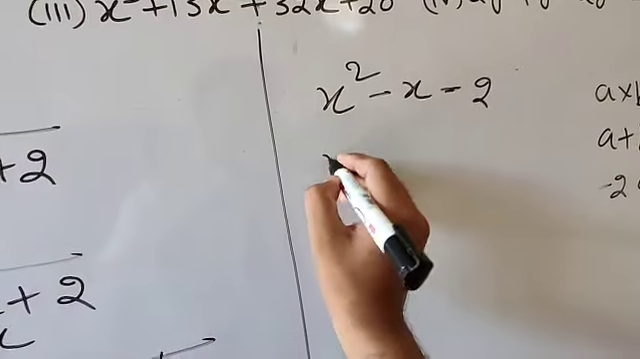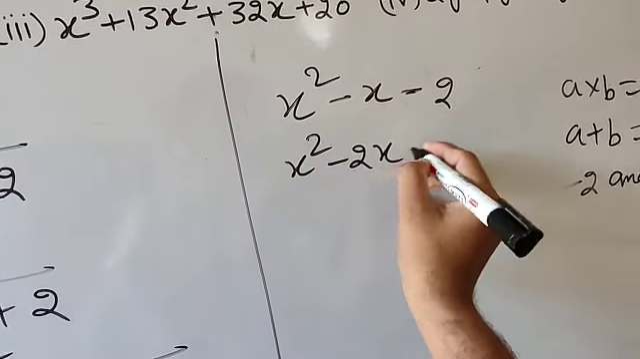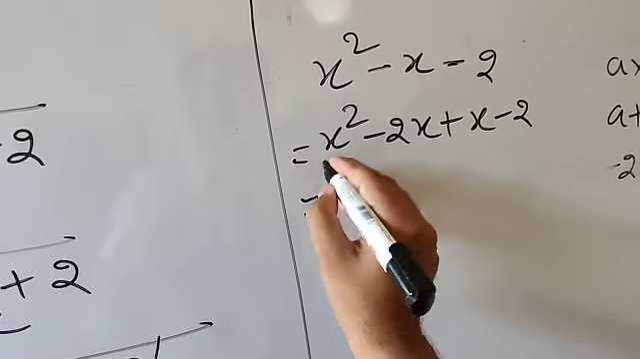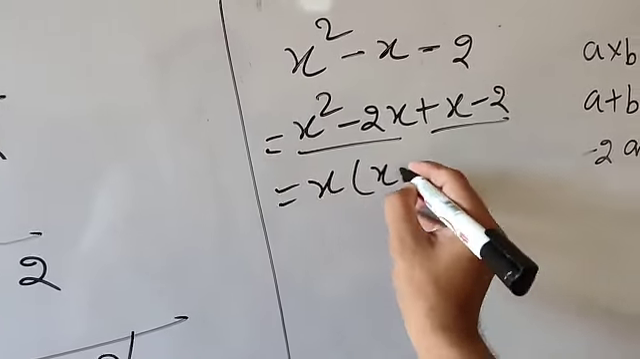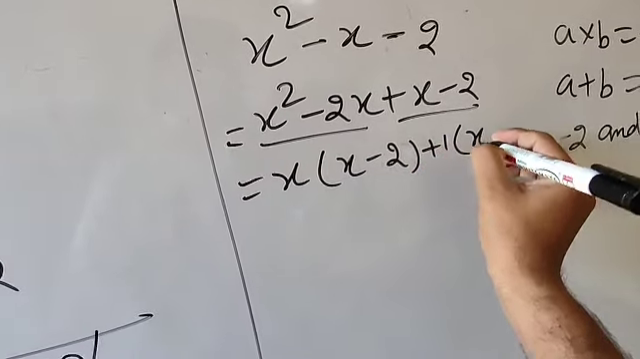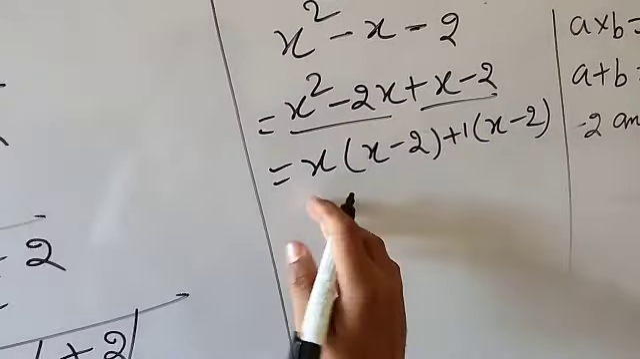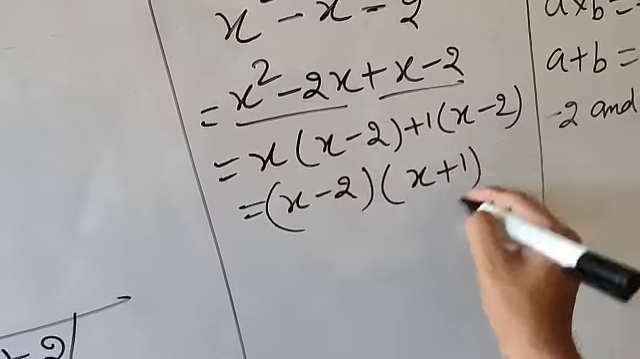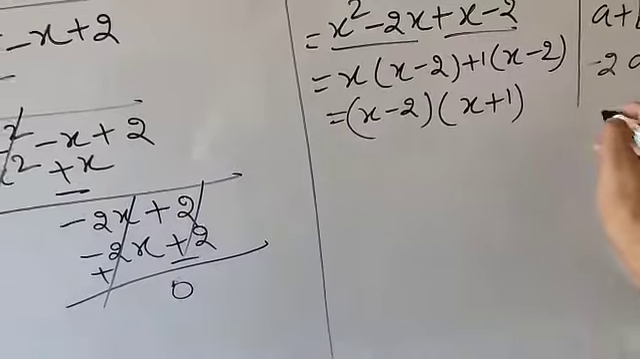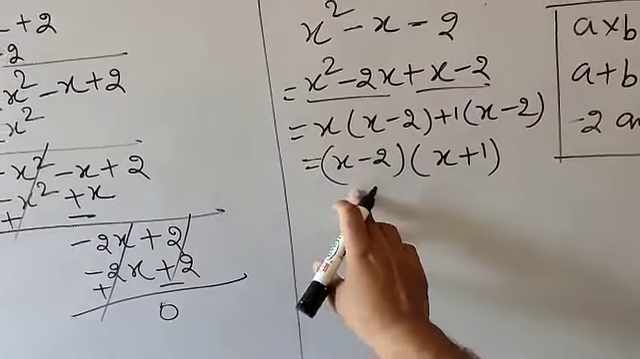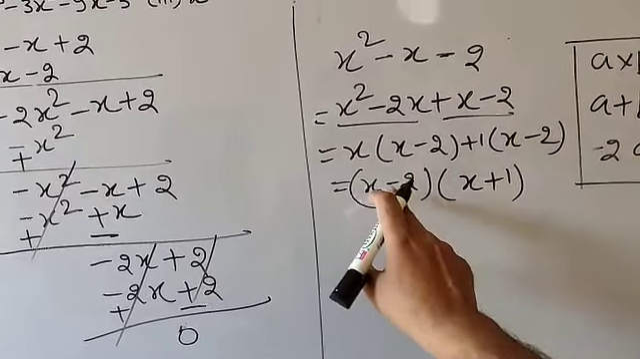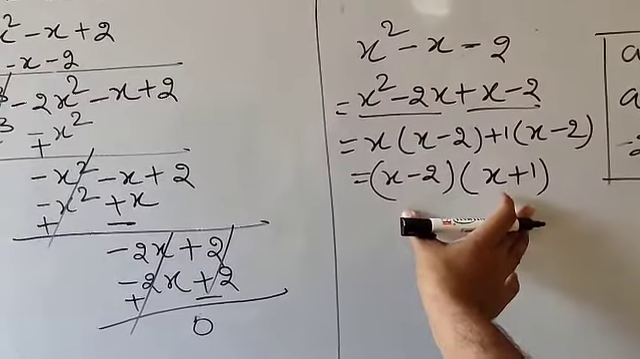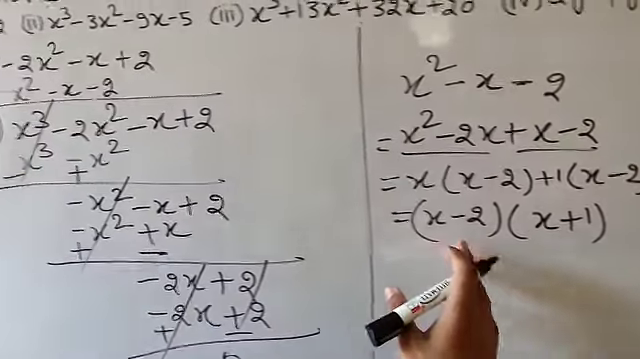So here you will write x square minus 2x plus 1 into x, x minus 2. So here in these two x will be common, so x minus 2, and here plus 1 is common, so x minus 2. So from here you can take x minus 2 and x plus 1. So here after factorization you got that the factorization of this quadratic polynomial is x minus 2 into x plus 1. So these are the two factors, and one factor you got in the very beginning, that was x minus 1.